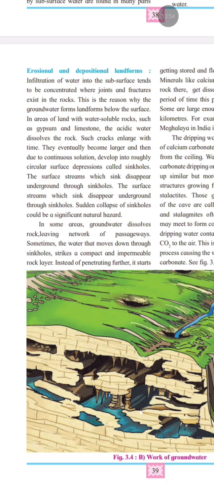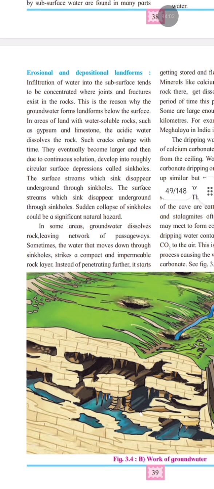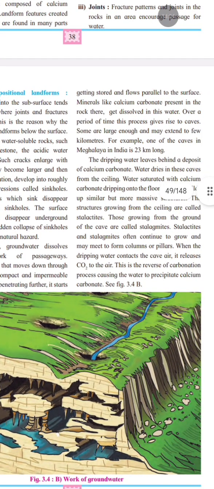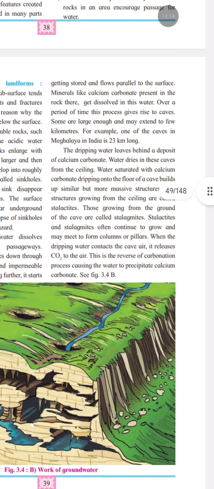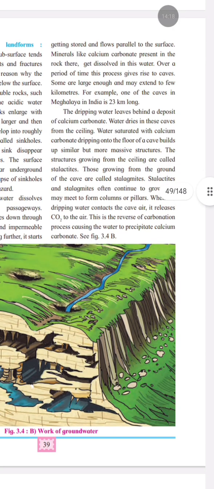Next, caves are also formed. Groundwater can continue dissolving rocks and create underground passageways. When water reaches an impermeable rock layer, it may flow sideways. Over a long period, this process can create caves. Some caves can be several kilometers long. For example, one cave in Meghalaya is about 23 kilometers long.